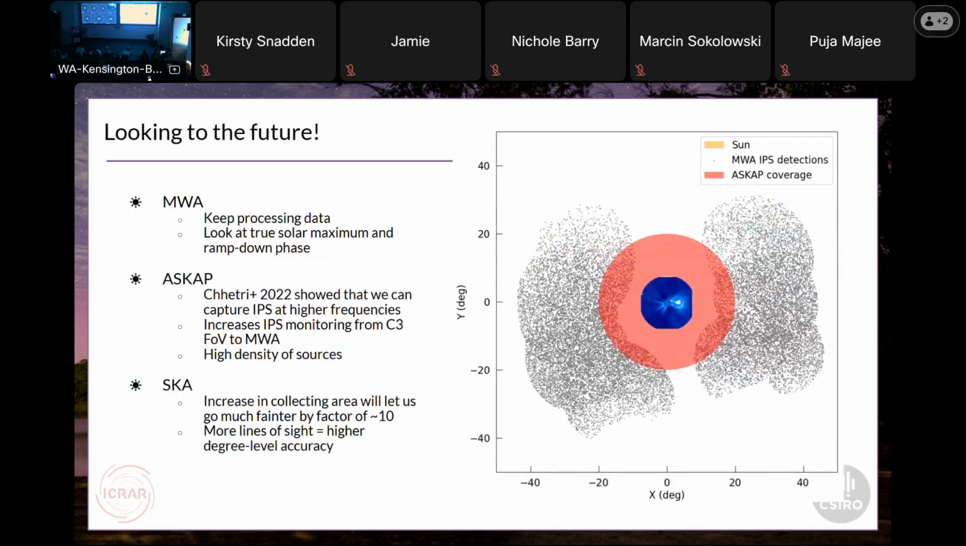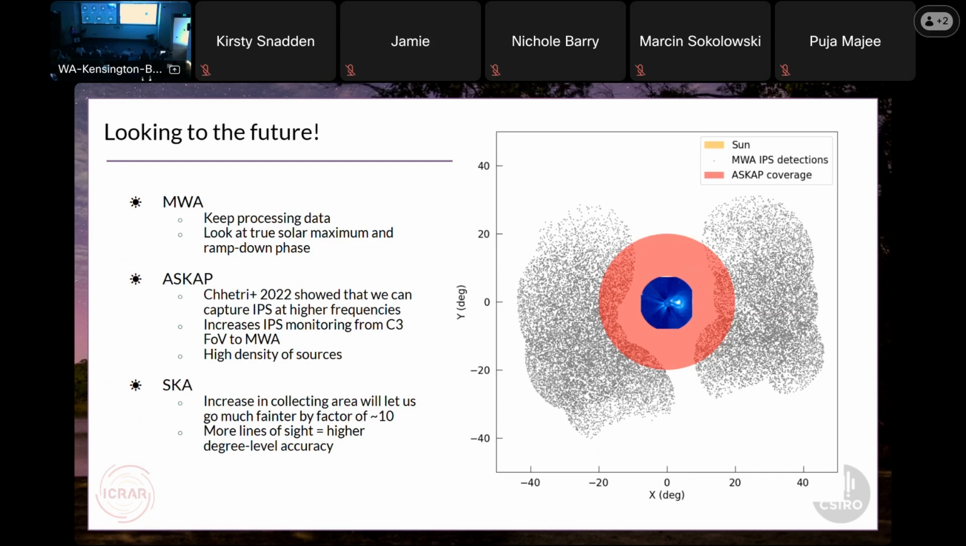Since this is a project meeting about the launch of phase 3, very exciting. I thought I would have a little bit more of a look to the future. So with the MWA data, we still want to process and get our hands on the true solar maximum data as well. Compare and contrast, there's going to be a lot of events in that maximum data, as well as the ramp down phase and the ramp up phase. So the transition regions, they behave differently. So that's exciting things to come.